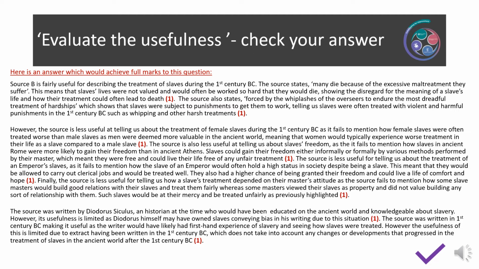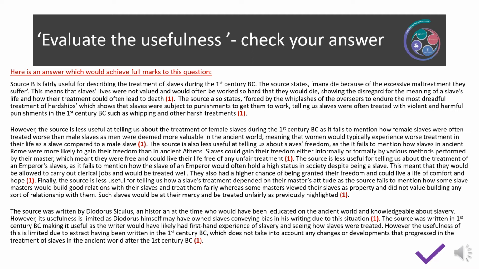However, the source is less useful for telling us about the treatment of female slaves during the 1st century BC, as it fails to mention how female slaves were often treated worse than male slaves, as men were deemed more valuable in the ancient world, meaning that women would typically experience worse treatment in their life as a slave compared to a male slave.